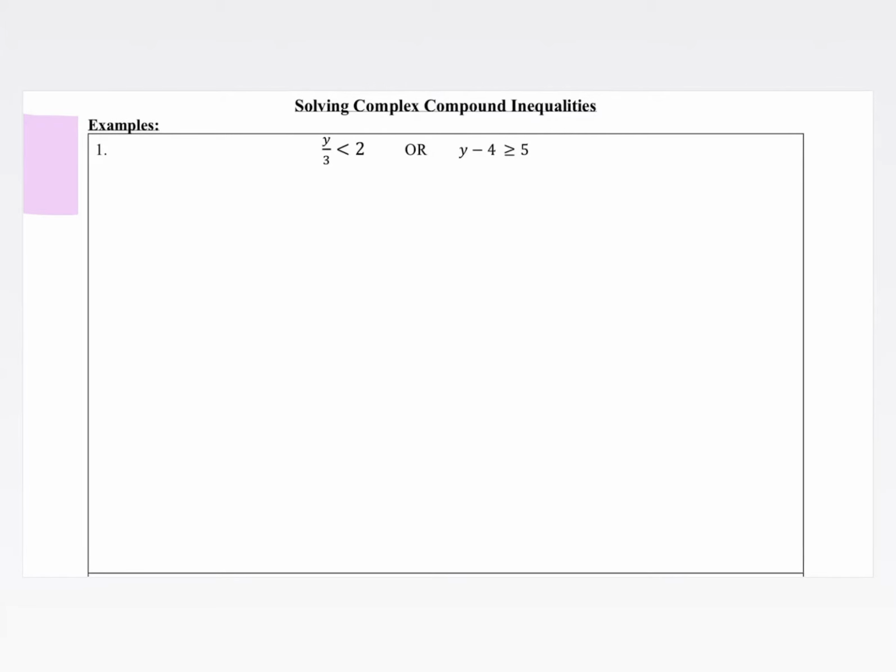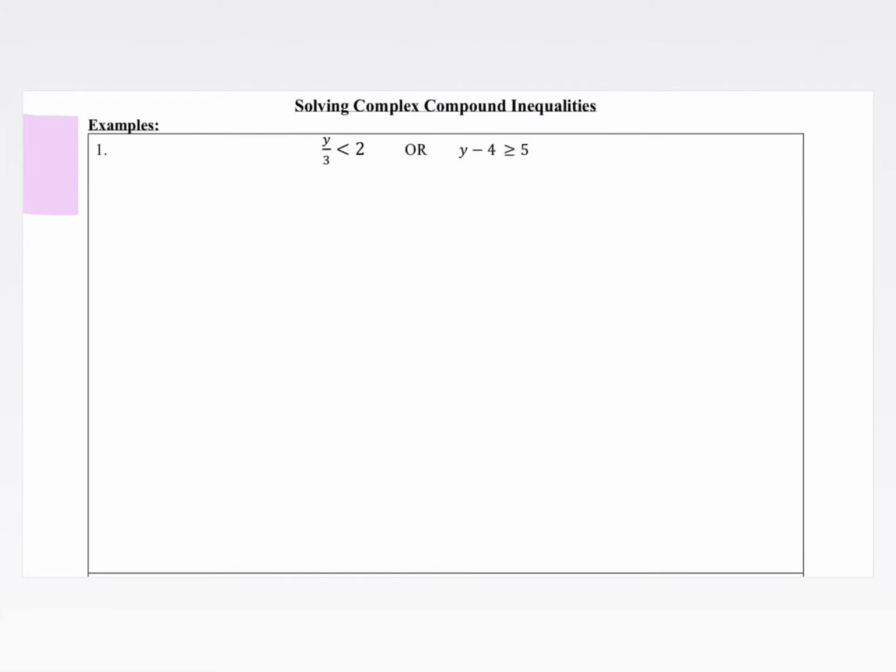Here's our first example. y divided by 3 is less than 2, or y minus 4 is greater than or equal to 5. So we're going to treat these as separate inequalities at first, just for solving. We're dealing with one-step inequalities for both of the examples. On the left, we have y divided by 3 is less than 2. If we want to isolate our y, we see division, and the inverse of division is multiplication.